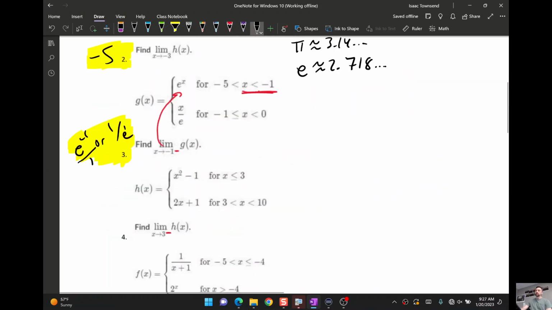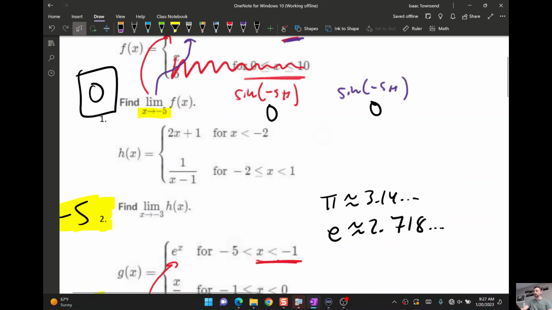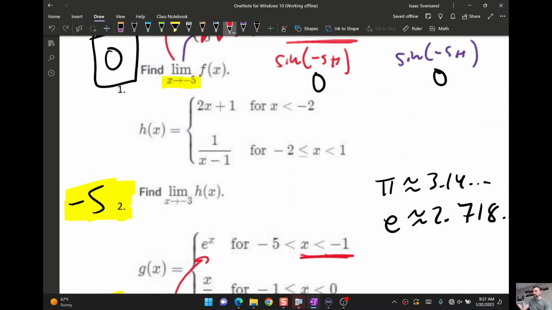Okay, anybody for 2? Sure. 2 wants to know the limit as x approaches -3.